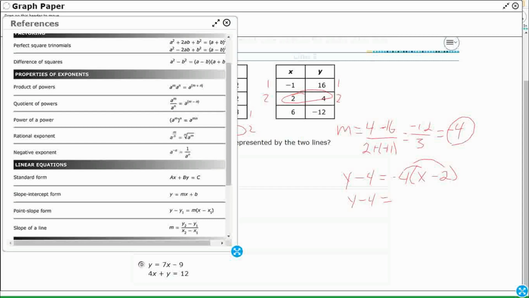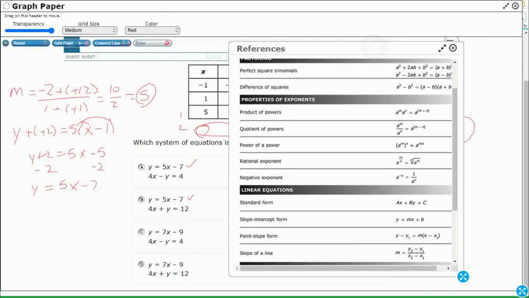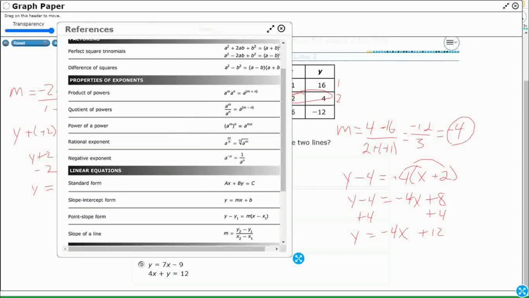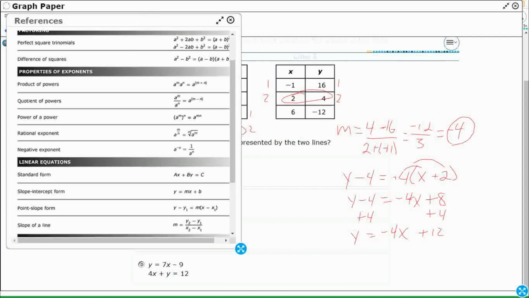So y minus 4 equals negative 4x. I've got two negatives here that make a plus 8. Then I need to add 4 to both sides. Y equals negative 4x plus 12. Now, if this were the slope-intercept form, that would be our answer, but we're not quite there. You notice all my answers are in standard form. So what I need to do is get the x over here with my y. So let's add 4x to both sides. It's going to be positive 4x plus y equals 12.